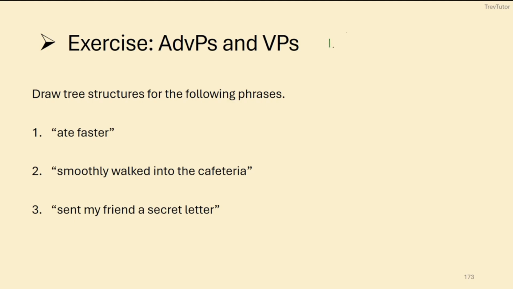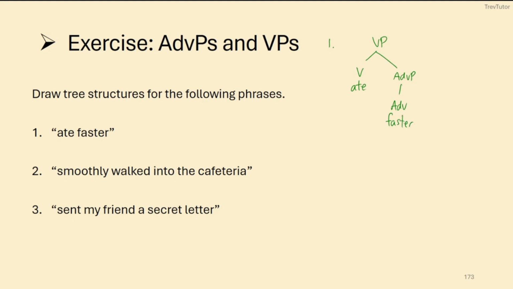So for ate faster, this is going to be a verb phrase with the head ate. And what is modifying the verb ate? Well, it's the adverb faster. So this is going to be an adverb phrase modifier because adverbs are a lexical category, so they need to build into a phrase. And then that is the adverb faster. So that's how we can do ate faster.